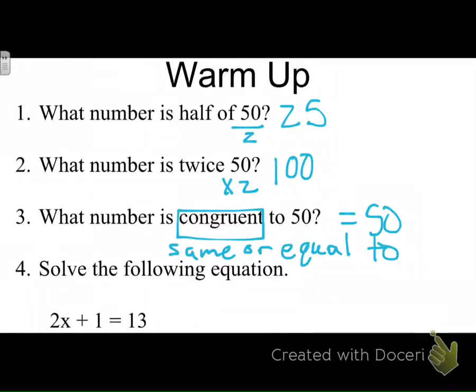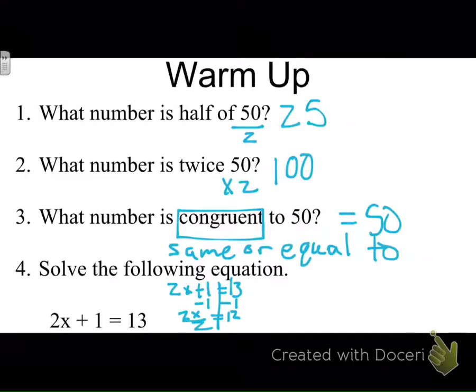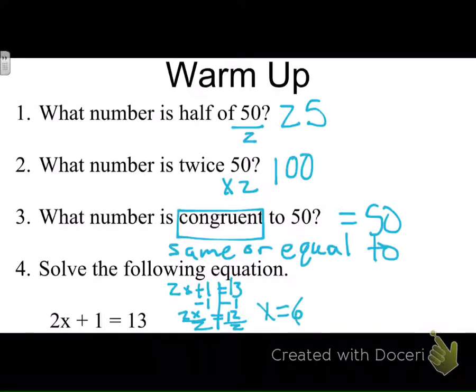So solve the following equation. 2x plus 1 is equal to 13. I'm going to rewrite it here. So I'm going to subtract 1 on each side. 2x is equal to 12. Divide each side by 2. X is equal to 6.